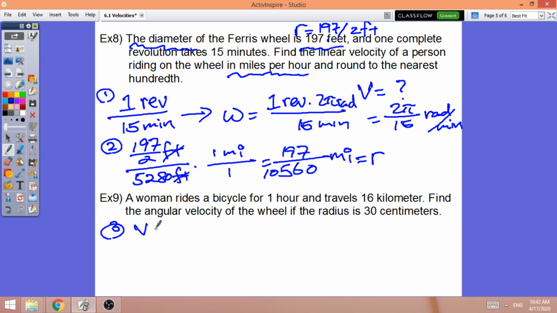So we do know that V equals R times W. So the radius, what we got here, is 197 over 10,560. Again, let's put in the unit. So this one is miles times angular velocity. So we do have 2 pi over 15 radians per minute. We do know that's radians per minute.